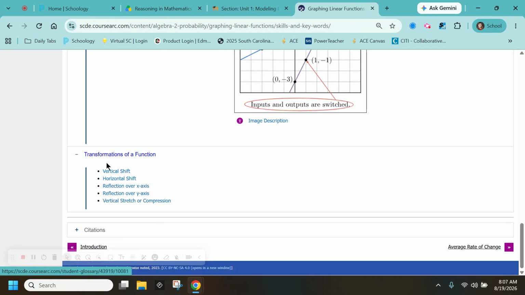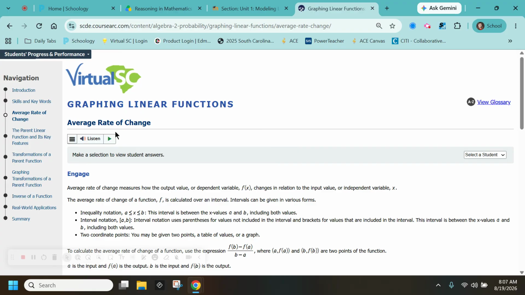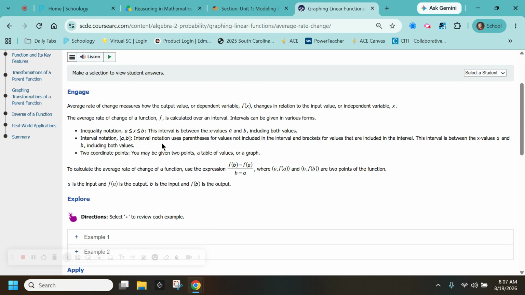And then transformations of a function, there are several there. Make sure that you click through these on your own time if you don't recall them from Algebra 1. Getting into average rate of change, that's a fancy name for slope. So average rate of change measures how the output value or the dependent variable changes in relation to the input.